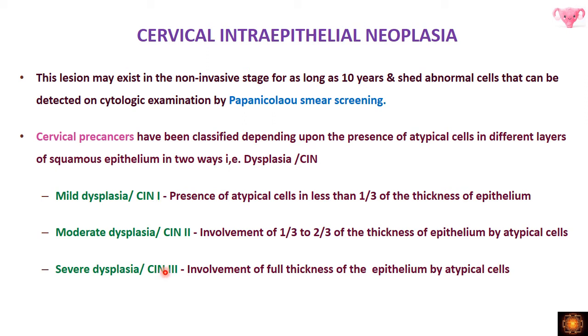And as I told you, this division is based upon the presence of atypical cells in different layers of the squamous epithelium. CIN1 was given if you have the presence of atypical cells in 1/3 of the thickness of the epithelium, and CIN2 is given if we have involvement of 1/3 to 2/3 thickness of the epithelium by the atypical cells, and CIN3 is if we have involvement of the full thickness of the epithelium by the atypical cells.